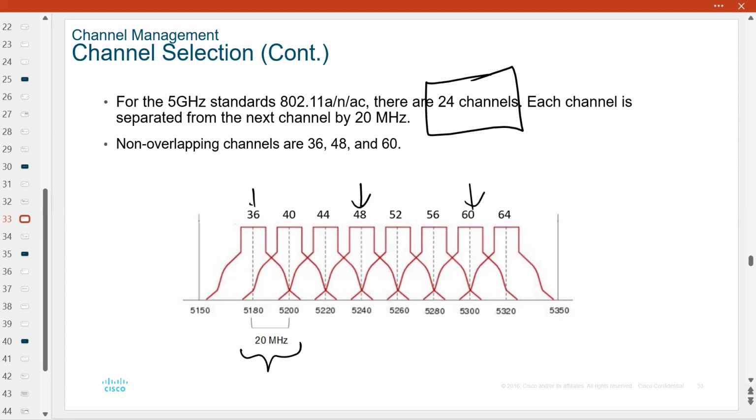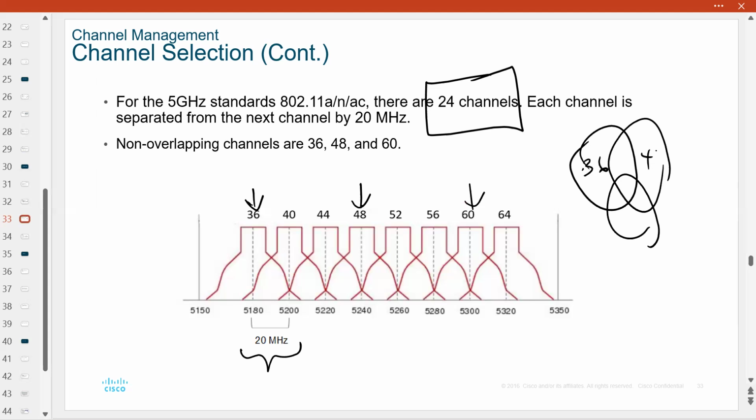So in the same example that we gave, if you have overlapping areas with your access points, then you use this one, we have channel 36, this one we have channel 48, this one we have channel 60, so that there will be no interferences in these areas.